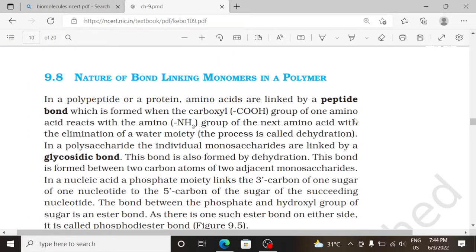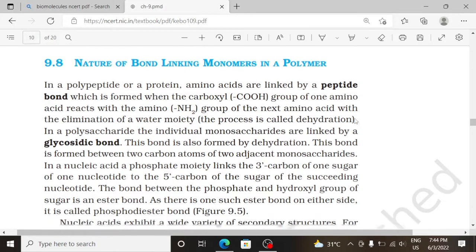Nature of bond linking monomers in a polymer. In a polypeptide or a protein, amino acids are linked by a peptide bond, which is formed when the carboxyl, that is COOH group of one amino acid reacts with the amino, that is NH2 group of the next amino acid, with the elimination of a water moiety. The process is called dehydration.